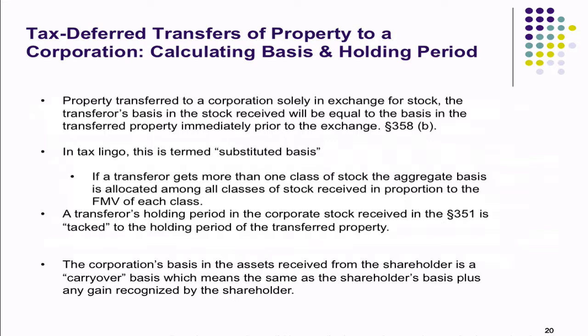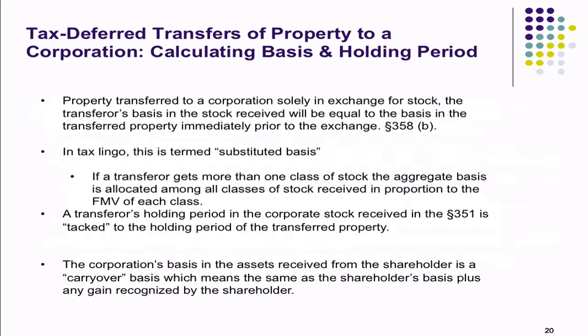So if I get the stock back, I have a substituted basis that was my old basis. The corporation has my basis in the property. If I get more than one class of stock, the aggregate basis is allocated amongst the different classes of stock in proportion to the fair market value of each. My holding period, again in tax lingo, is tacked to the holding period of the transferred property.